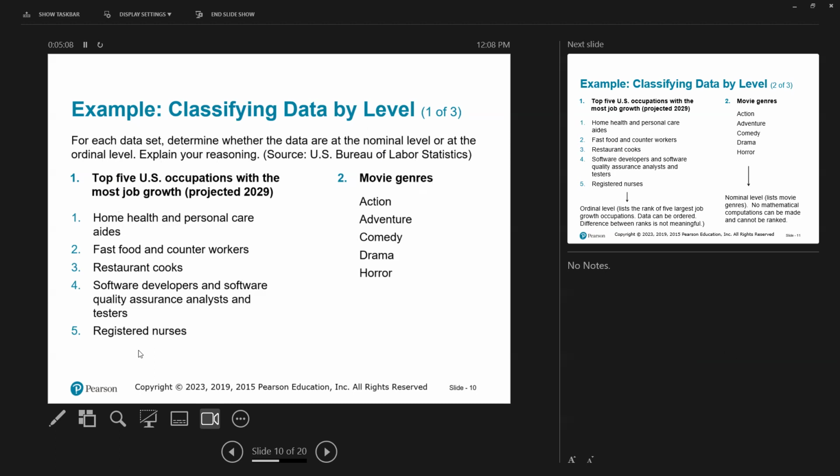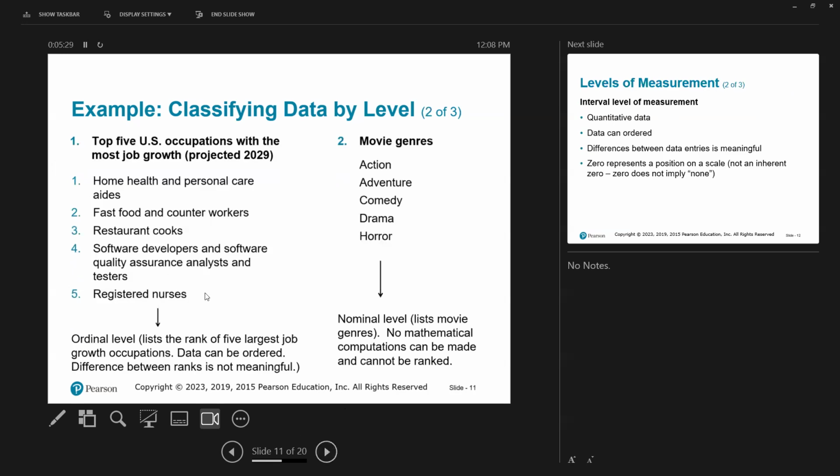But it has ranking, right? So when we look at the first part, it has some ranking here. They go from number 1 to number 5. So this set of data is going to represent ordinal level because it has a ranking. But when you look at the second portion here, this is just going to be nominal data.